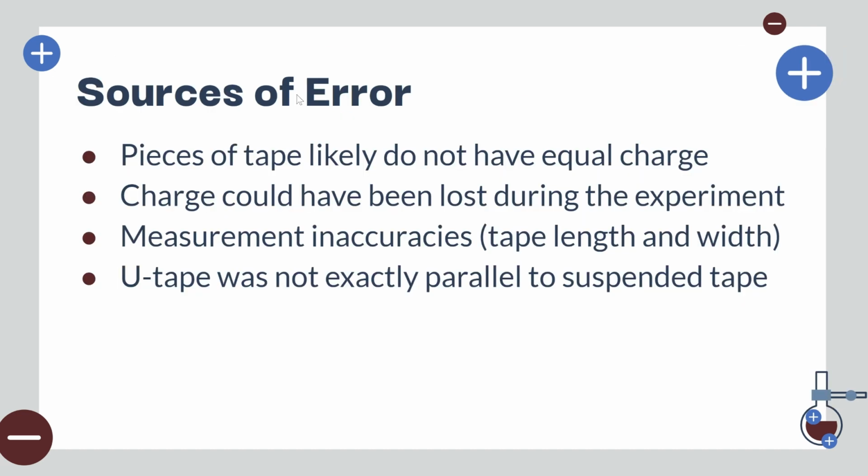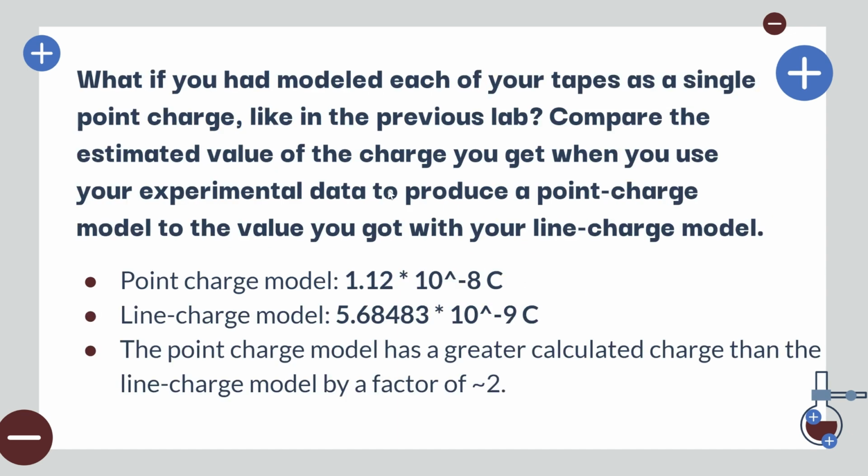Some sources of error that likely occurred were that our assumption was probably false, because these tapes probably don't have equal charge. Some charge could have been lost during the experiment, and we could have measured inaccurately, like the length or the width. We also could have not placed the U tape exactly parallel to the suspended tape, so that could have also created some error.